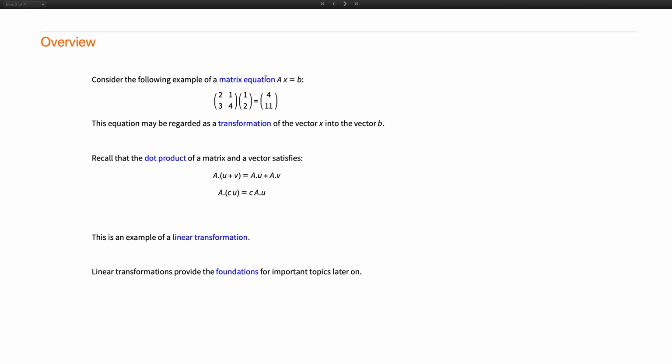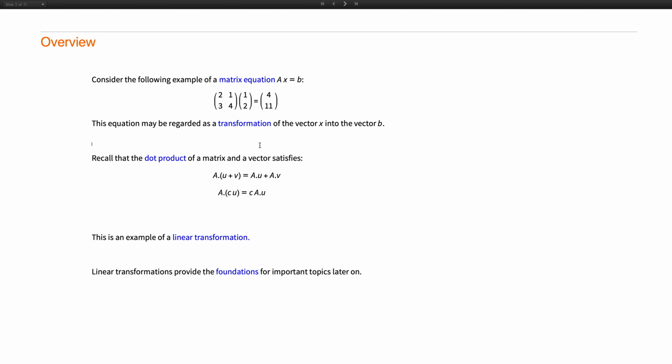So let's say you look over here at this matrix equation Ax = b. That's the matrix A. It's got the first row 2, 1, the second row 3, 4, and that's the vector x, 1 and 2, and that's the right hand side b, 4, 11. Now, this equation may be regarded as a transformation which takes the vector x on the left hand side and transforms it into vector b on the right hand side.